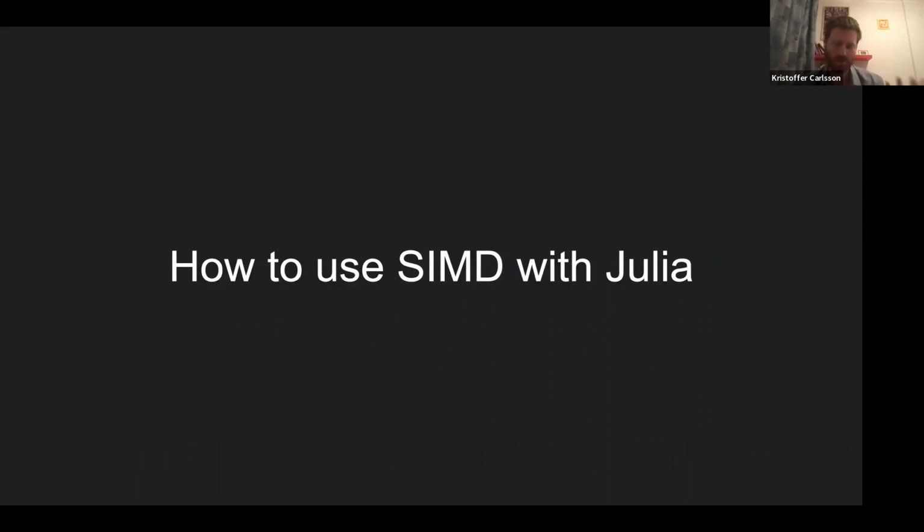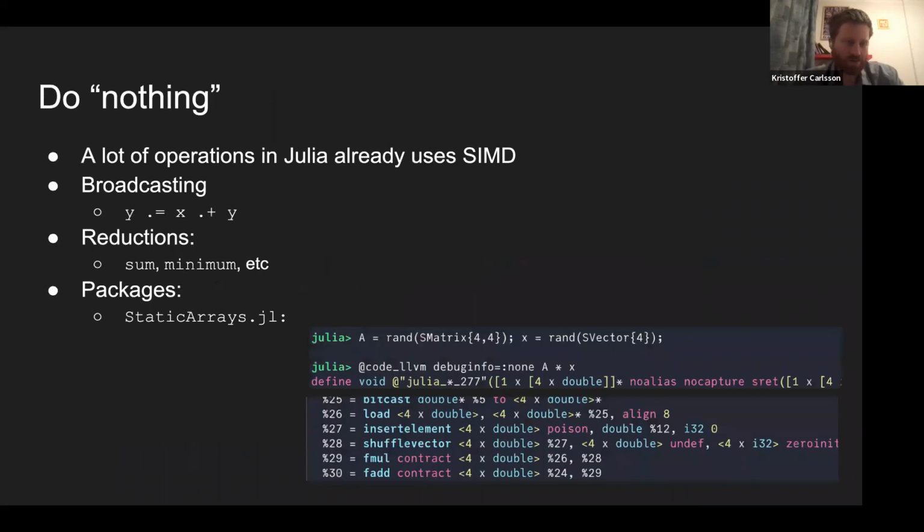So now I want to talk about, okay, I want to use SIMD and I use Julia. So how do I get access to this stuff? So the first thing is to do nothing. Because a lot of operations in Julia already use SIMD. So for example, broadcasting, when you write this type of operation, it will use SIMD when possible under the hood. You don't have to do anything special. When you write reductions, like a sum or minimum and so on, SIMD will be used. And many packages have structured the code so that SIMD will be taken advantage of.